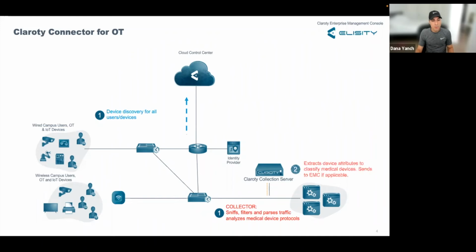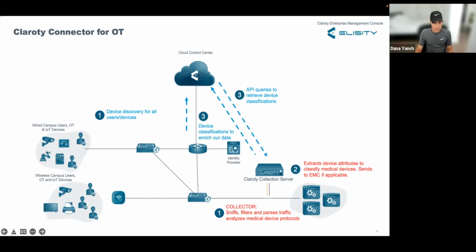When a device shows up on the network, both Elisity and Claroty are simultaneously doing the identification process. Elisity is collecting metadata about the device and sending it up to the Cloud Control Center. Claroty is also doing the same thing with their collection server and optionally sending it to EMC, Enterprise Management Console. Once this analysis is complete, Cloud Control Center will query the Claroty collector or Enterprise Management Console via an API connection to enrich our asset inventory with additional attributes that Claroty learned.